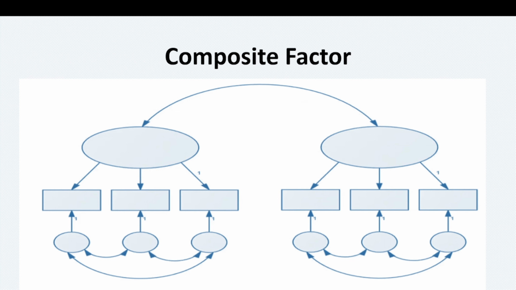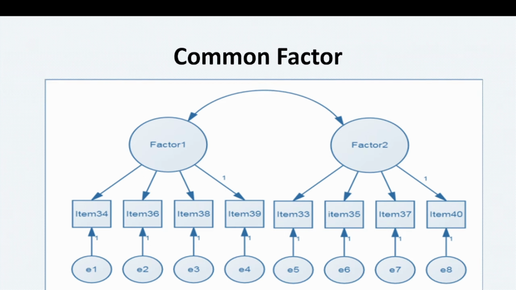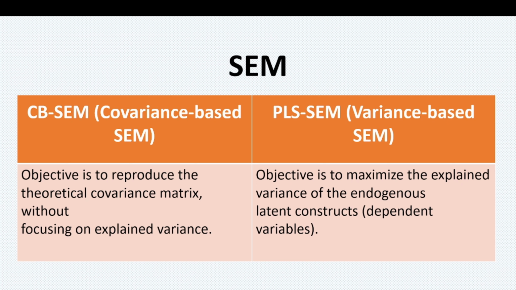Now another question is which option or which process we should choose. It depends on these two basic things: CB-SEM, covariance based SEM, and PLS-SEM, variance based SEM. It depends on whether we are going to confirm the theory, then CB-SEM is a better choice. And if we are going to develop the theory, then PLS-SEM is a better option.